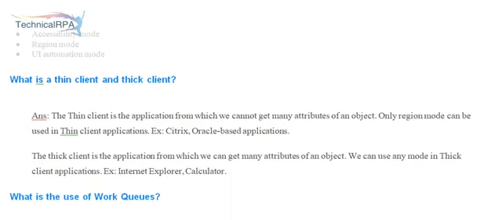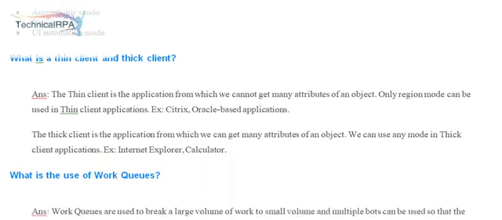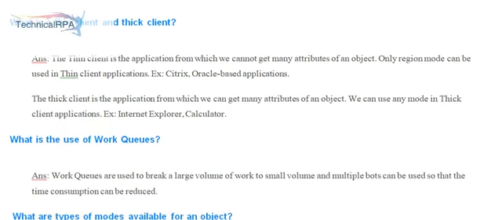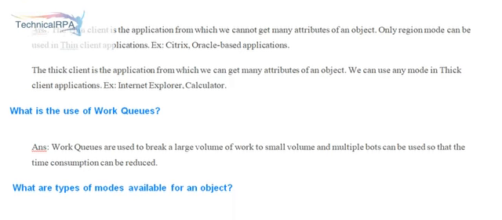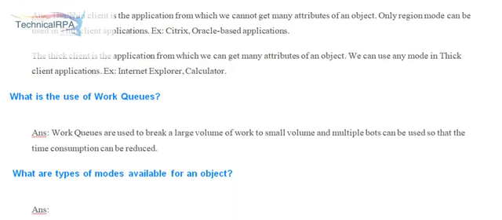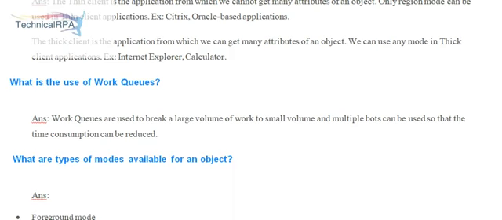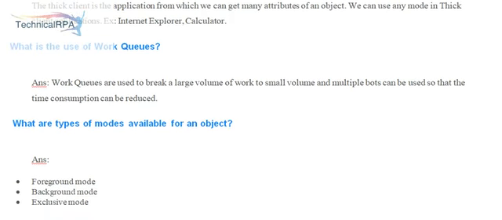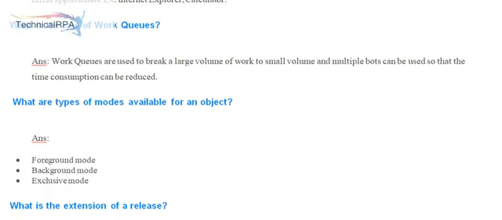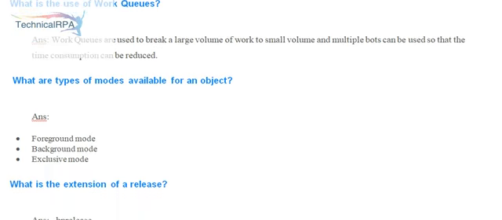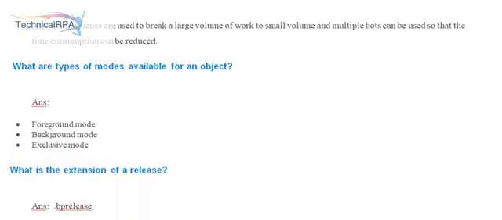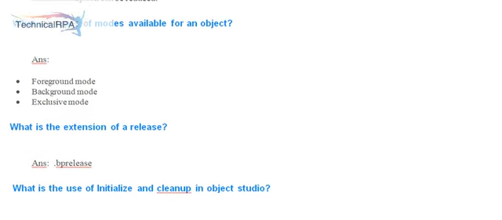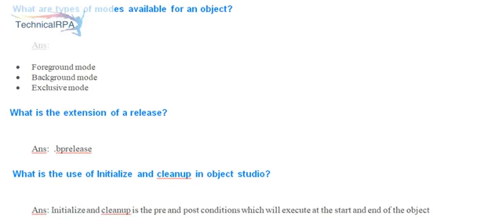What is a thin client and thick client? The thin client is the application from which we cannot get many attributes of an object. Only region mode can be used in thin client applications. Citrix, Oracle-based applications. The thick client is the application from which we can get many attributes of an object. We can use any mode in thick client applications. Internet Explorer, Calculator.